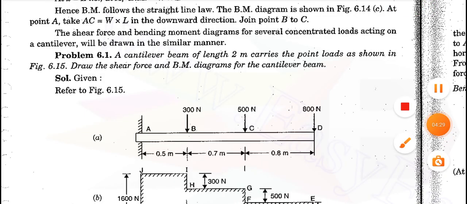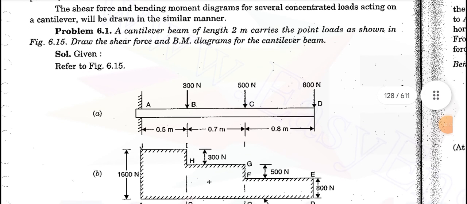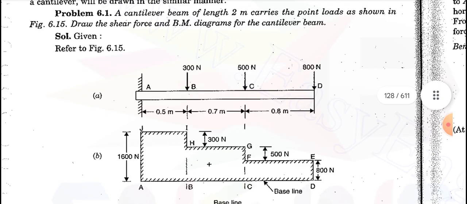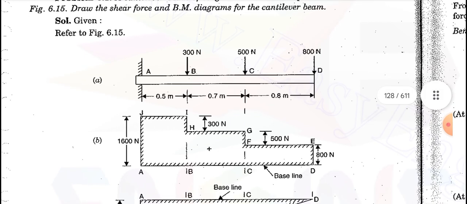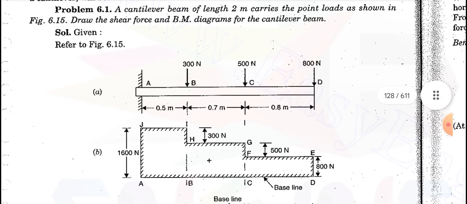Now go for the sum. There is a cantilever beam of length 2 meter that carries point loads, as shown in the figure. What you have to do is draw the shear force and bending moment diagram for the cantilever beam, and find out where the maximum bending moment and the maximum shear force act on the beam.